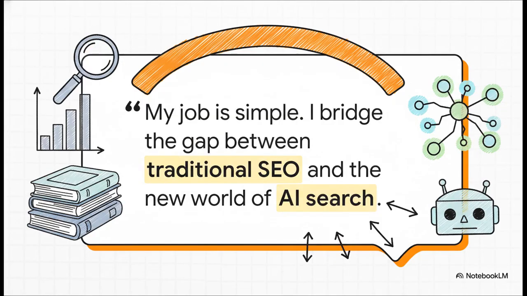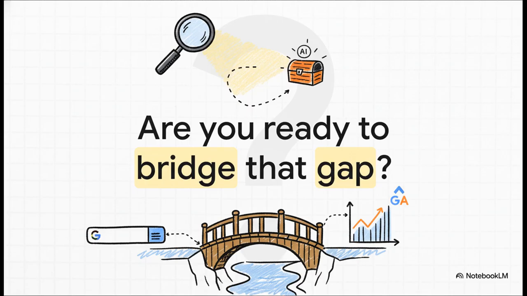I really love this quote from Khalid SEO, who wrote the material we're basing this on. He says, "My job is simple. I bridge the gap between traditional SEO and the new world of AI search." And wow, that just perfectly sums it up, doesn't it? That's the challenge, but it's also the massive opportunity right in front of all of us. So now that you've seen just how incredibly valuable this hidden traffic is, and you have the roadmap to actually go out and find it, there's really only one question left to ask. Are you ready to bridge that gap?